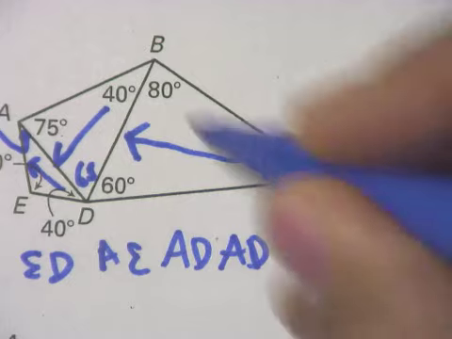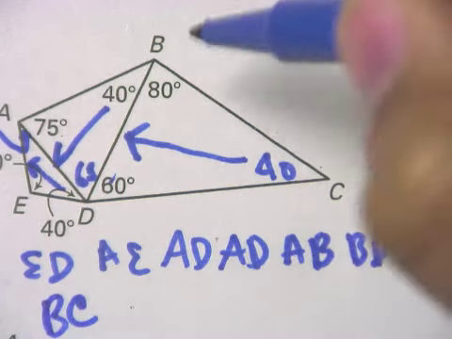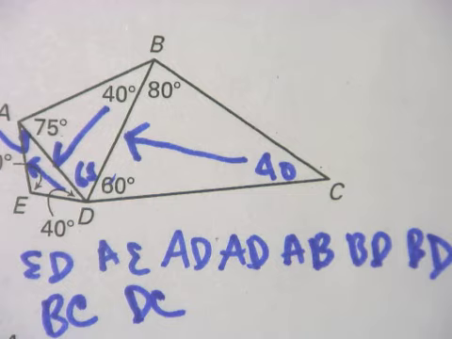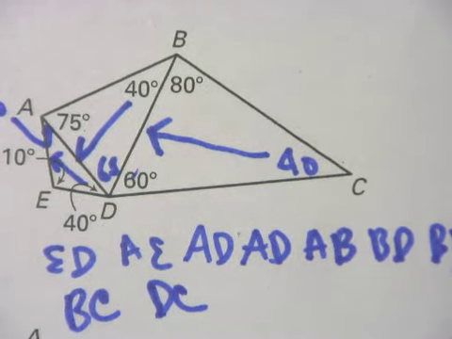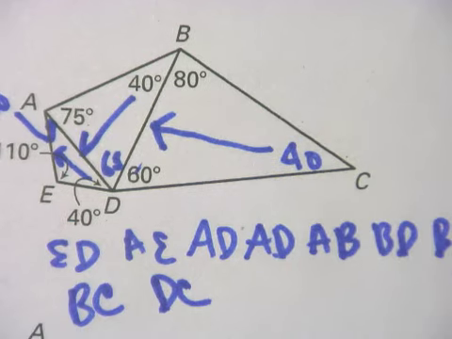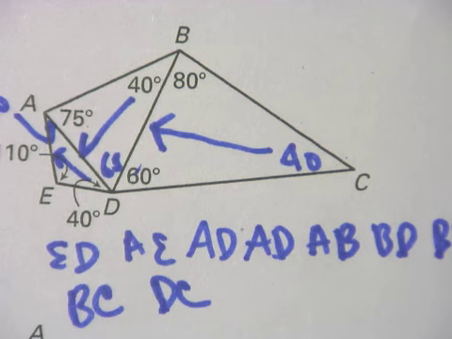And now I'm going to move to this triangle here. And of course, the last one is the biggest one. So obviously 40 degrees is across from BD. Then my next biggest one is going to be 60, which is BC. And then my last one is going to be 80, which is across from side DC. So when they're asking you these types of questions, it's best to go from smallest triangle to largest triangle.